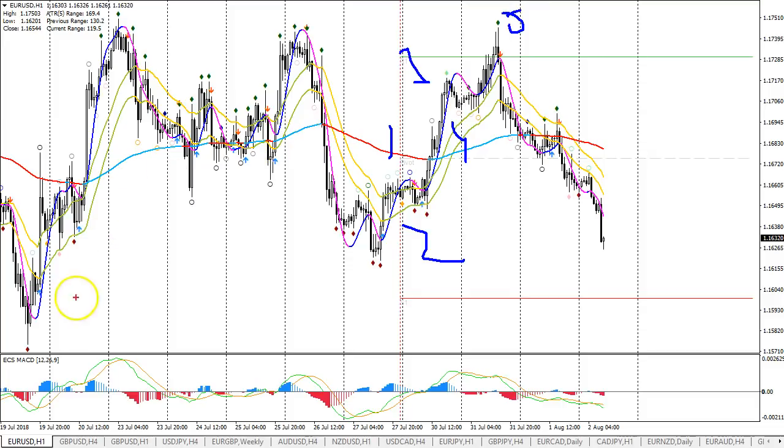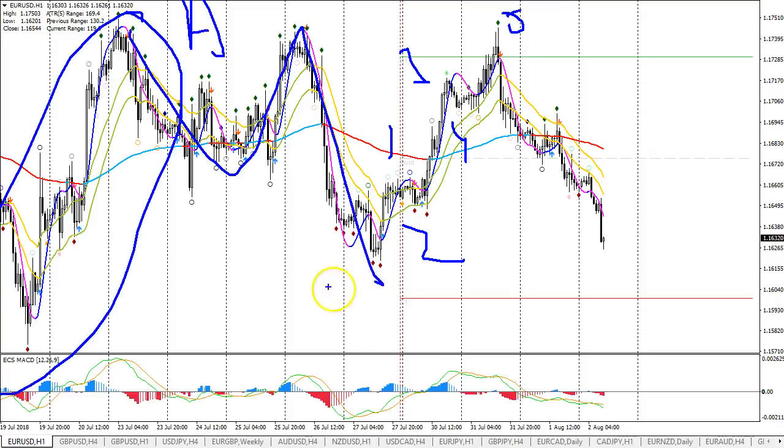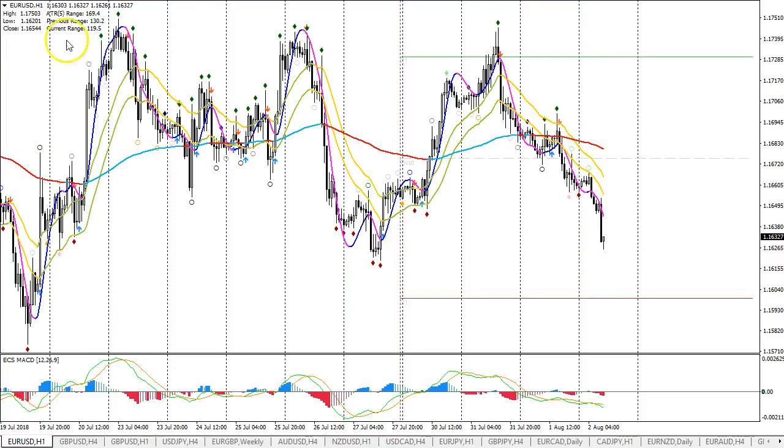of the fact that a bigger ABC correction has been finished, with this being here to A, ABC within B, and another 5 waves within C. So that bigger ABC is finished. And I think we're now looking at an ABC to the downside for the euro dollar.